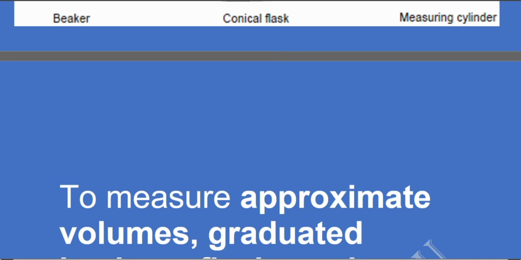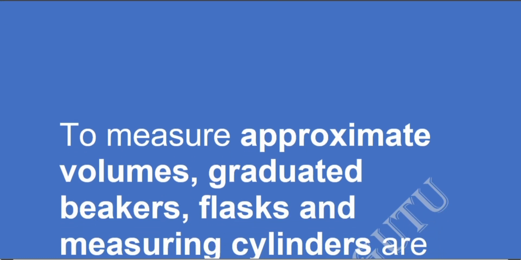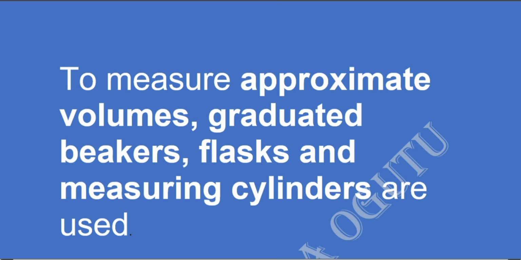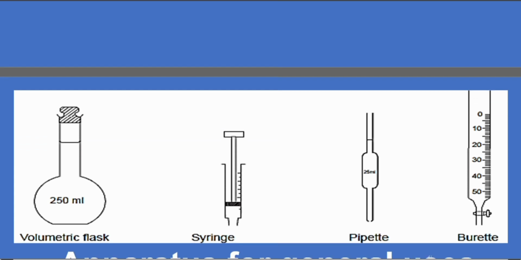Now, remember, you can carry out an experiment where you only need to measure an approximate volume of the liquid that you want to use. So graduated beakers, graduated flasks, and measuring cylinders are the ones that are used for approximate volumes. Then we have the volumetric flask. Those are the diagrams for each. You have the syringe, the pipette, and the burette, as you can see.